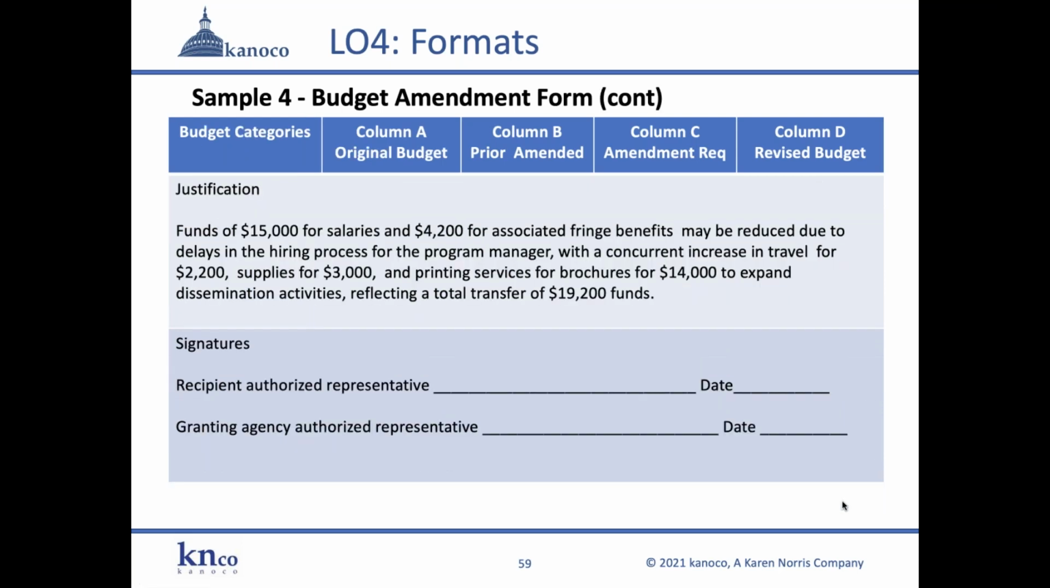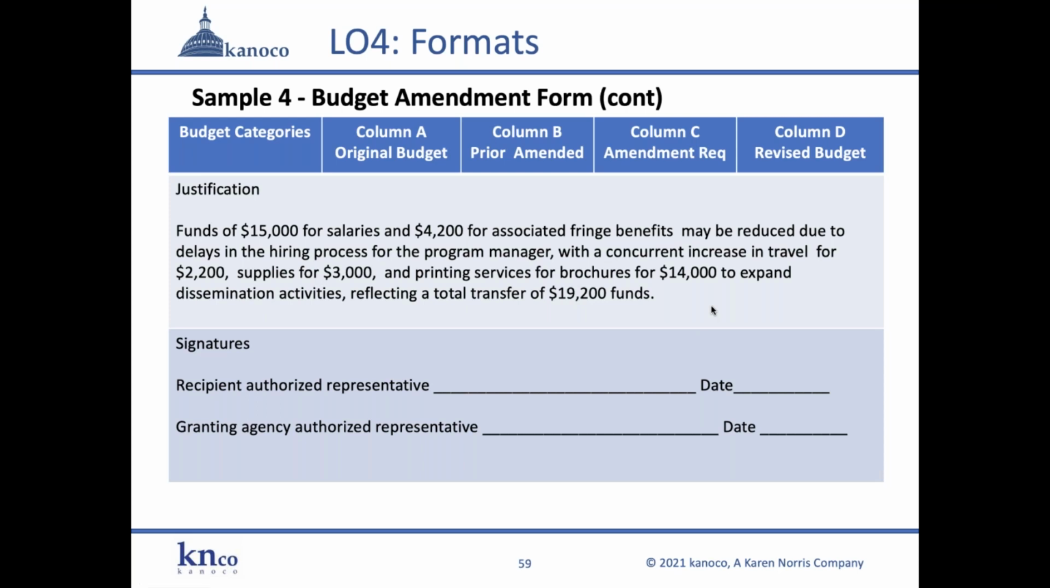Now, I didn't have room on the slide because this was in a portrait style and the slide is landscape style. So here the justification is: funds of $15,000 for salaries and $4,200 for associated fringe benefits may be reduced due to delays in the hiring process for the program manager, with a concurrent increase in travel for $2,200, supplies for $3,000, and printing services for brochures for $14,000 to expand dissemination activities, reflecting a total transfer of funds of $19,200. Very clear. It's professionally presented.